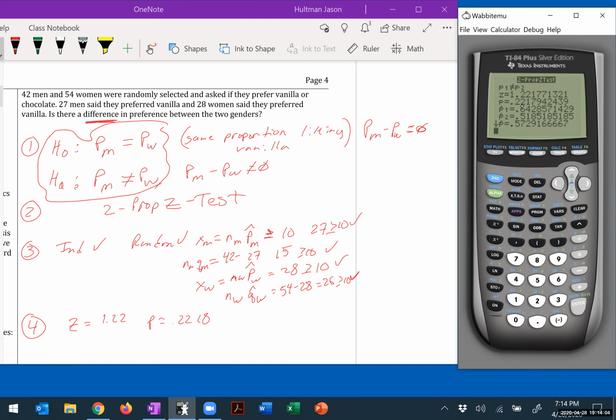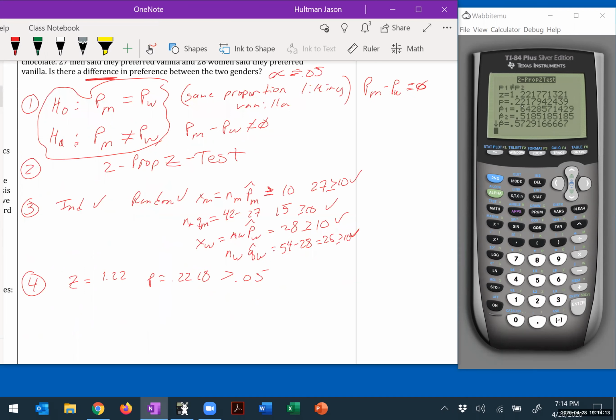Now, 0.2218 is greater than 0.05. If I use a significance level of 0.05, then what's my conclusion? Am I going to accept the null, or am I going to reject the null and accept the alternative? Well, I'm going to accept the null. Or we say fail to reject the null. We don't know that it's true, but we're not going to say it's false. We're just not going to say it. We don't have enough evidence.